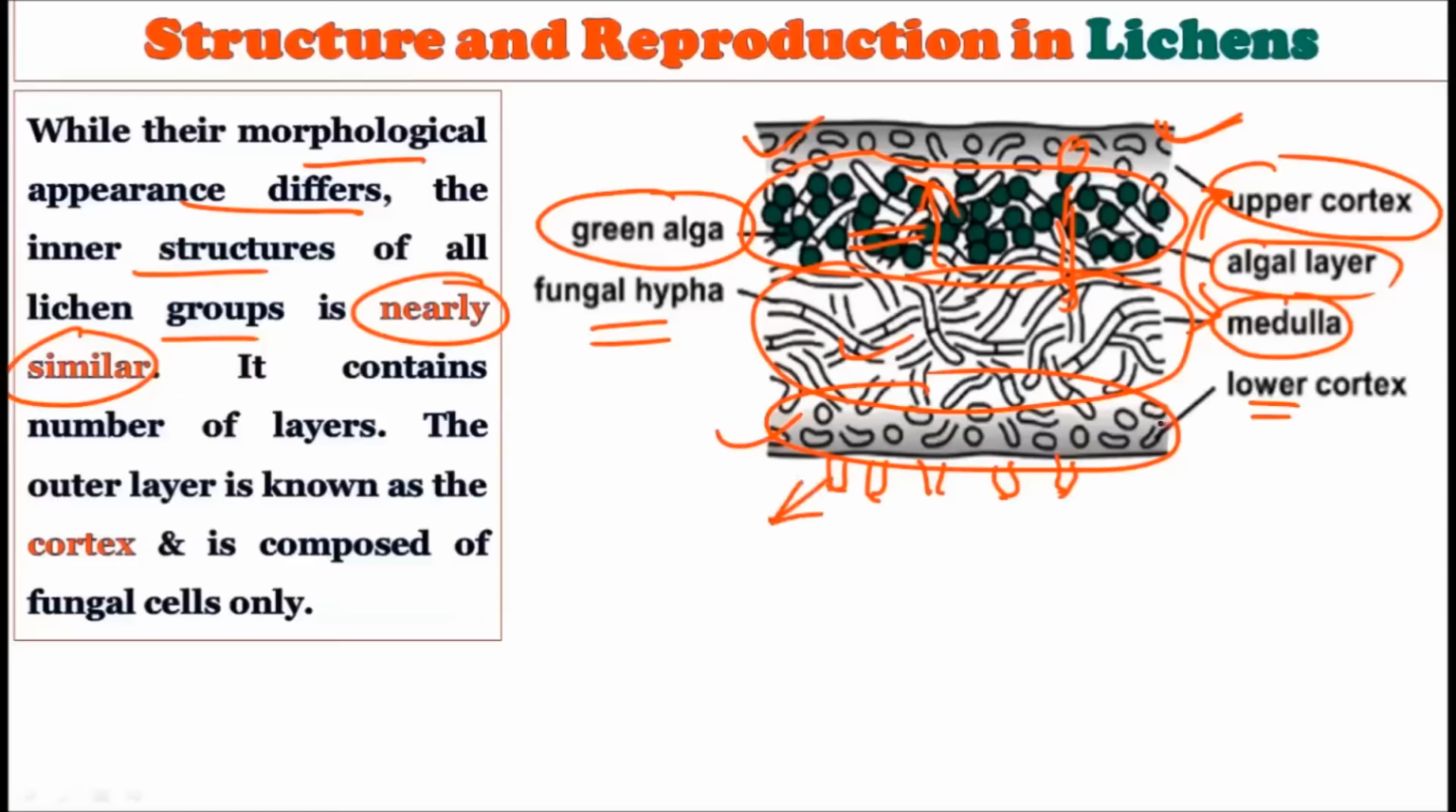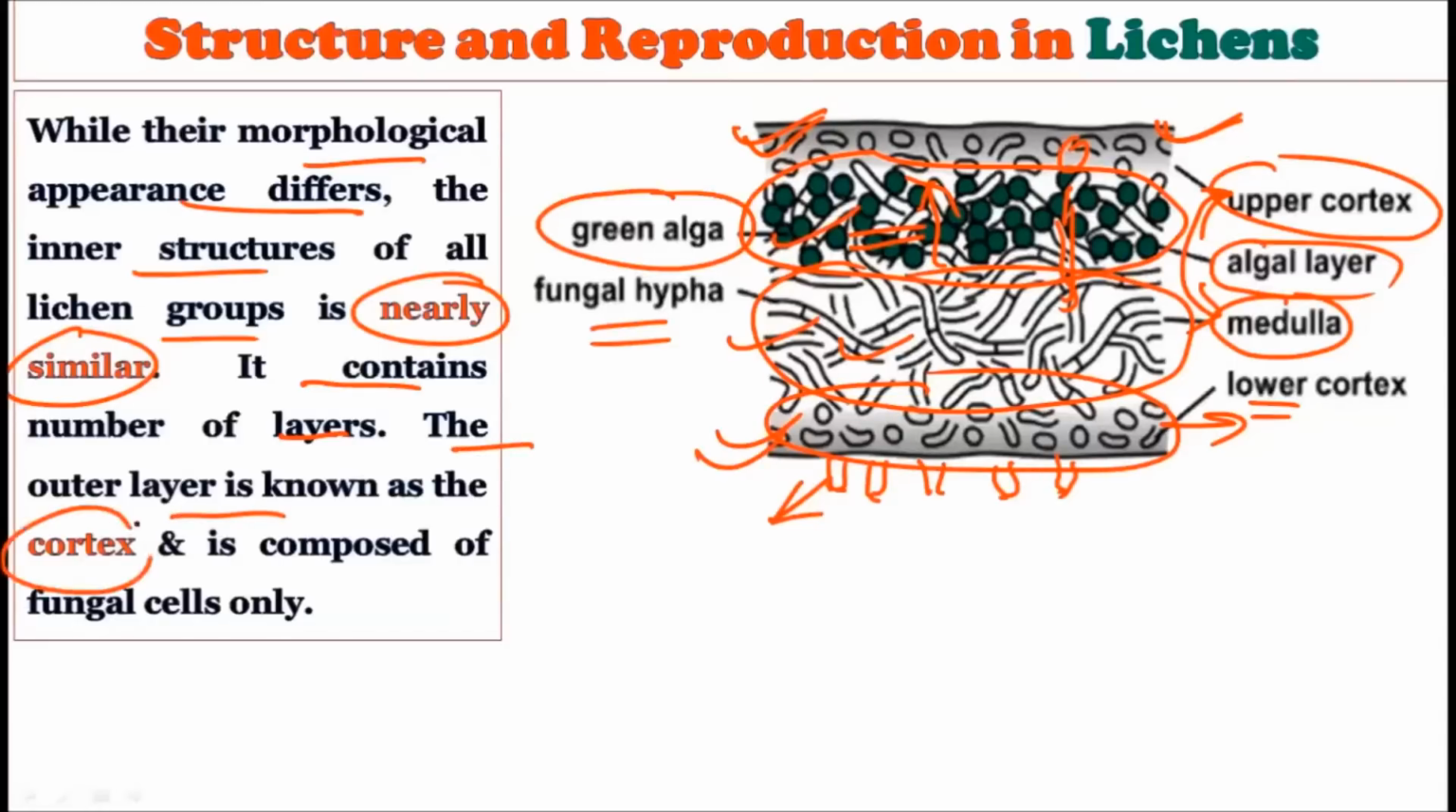So the rhizinae-like structure or the lower cortex-like structure may differ from lichen to lichen, but the general anatomical features of all the lichens are nearly the same. It contains a number of layers. Yes, of course, we have studied this. It contains the upper cortex, lower cortex, hyphae, and the green alga, right?